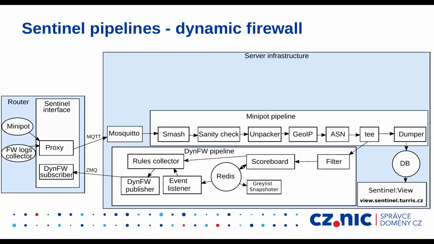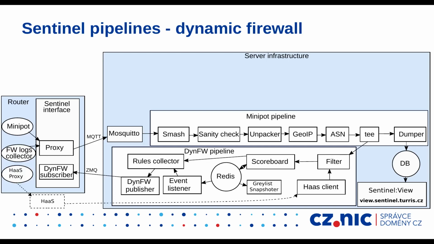Honeypot as a Service is an external source of dynamic firewall data. We call it external, although HAAS proxies are present on Turris routers, because the proxies do not send the data to Sentinel infrastructure directly. Instead, all the honeypot traffic is routed to full-fledged honeypots operated by CZNIC in Prague. All the collected data are fetched to the Sentinel Dynamic Firewall Pipeline by the Sentinel HAAS client box.